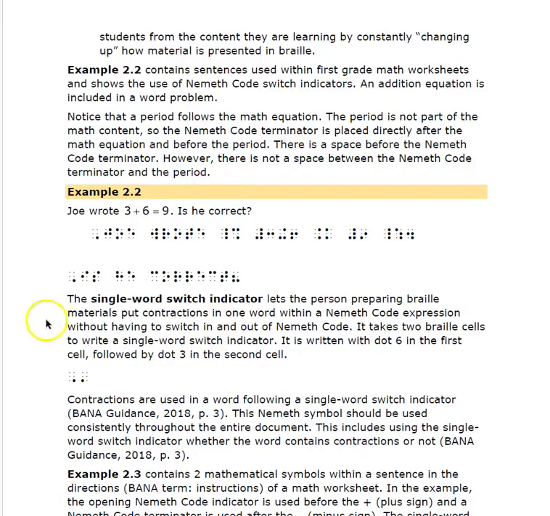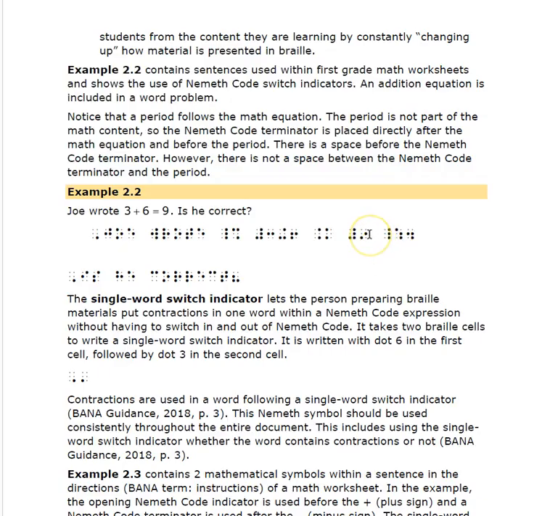The next example says Joe wrote 3 plus 6 equals 9. Is he correct? We're writing words. So Joe wrote, then we have to open up Nemeth. So 4, 5, 6 SH. Then we do our number problem. 3 plus 6 equals 9. Then we have to finish our Nemeth.